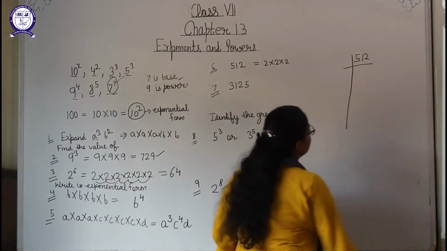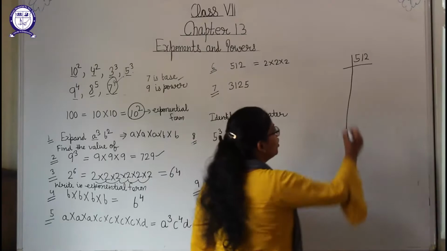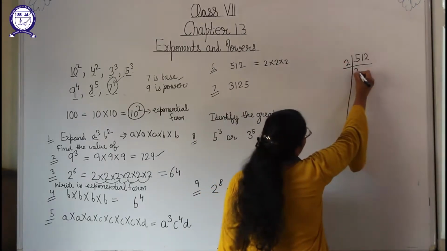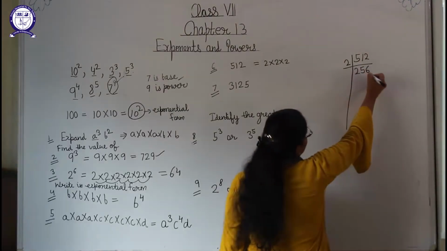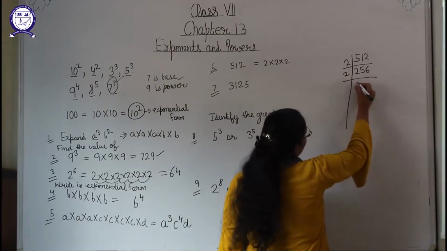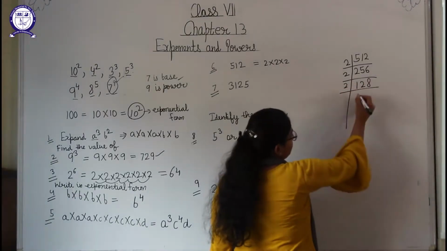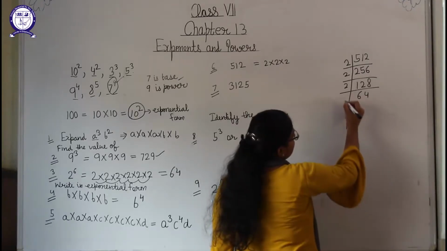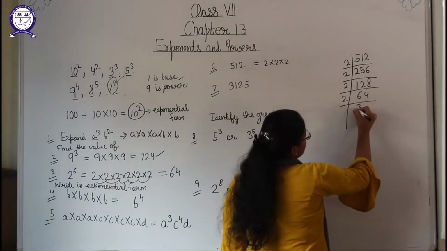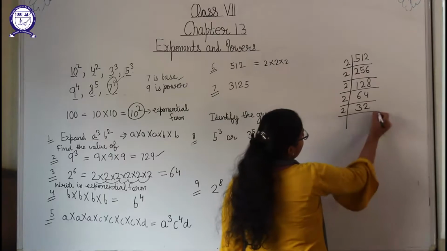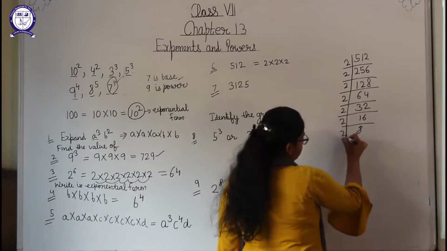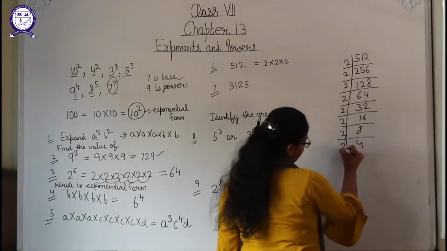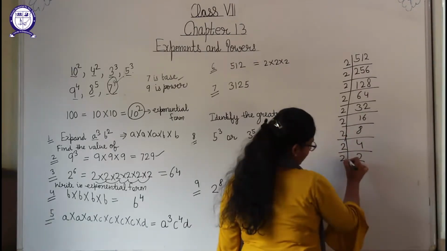512 can be divided by 2. So we will write 2, then 2 5s are 10, and 2 6s are 12. Then again we can divide by 2: 256, then 128, then 64, then 32, then 16, then 8, then 4, and again 2, and 1.